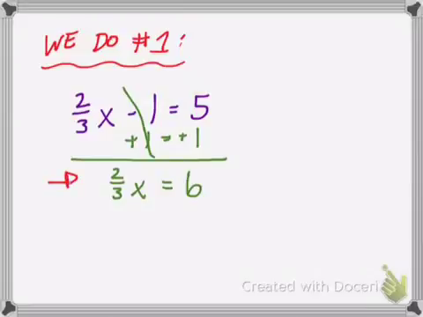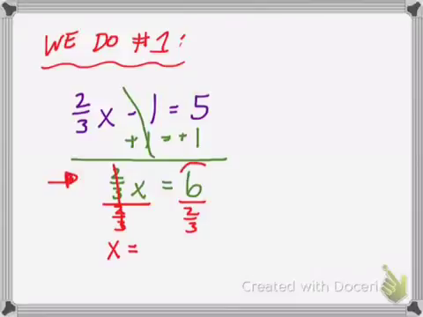This is saying that 2 thirds times a number, x, which is what we're trying to figure out, is equal to 6. So the opposite of multiplying by 2 thirds is dividing by 2 thirds. So I divide both sides by 2 thirds. These will cancel out and just leave me with x.